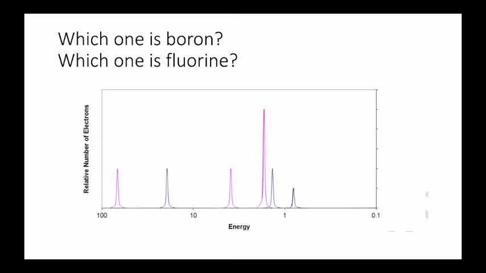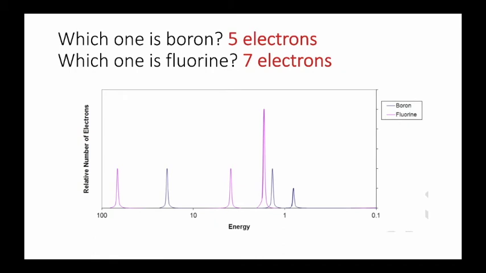Now these peaks aren't labeled, so I'm going to have to go to the periodic table and figure out how many electrons I should have for boron and how many for fluorine. And I find that boron has 5 electrons and fluorine has 7 electrons. I'm assuming these are neutral atoms, so they have the same number of electrons as their atomic number. Since there are more electrons in the pink peaks than there are in the blue peaks, I am going to assume that the pink peaks represent the fluorine and the blue ones the boron.